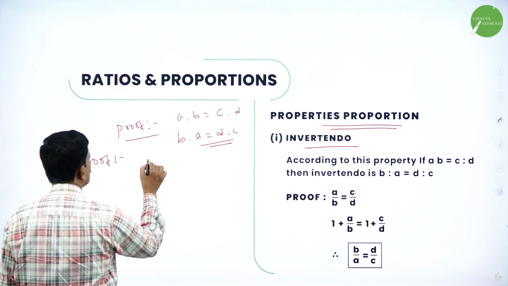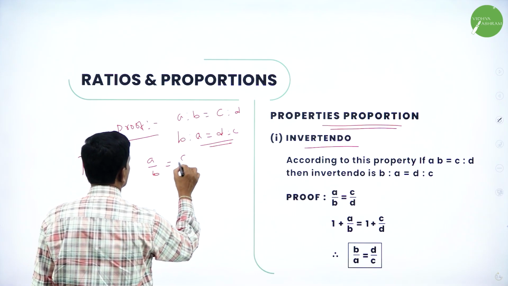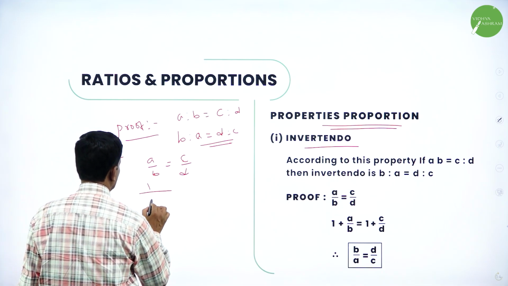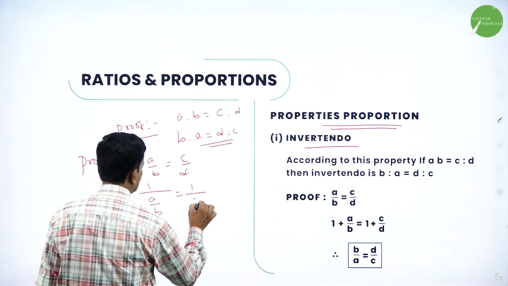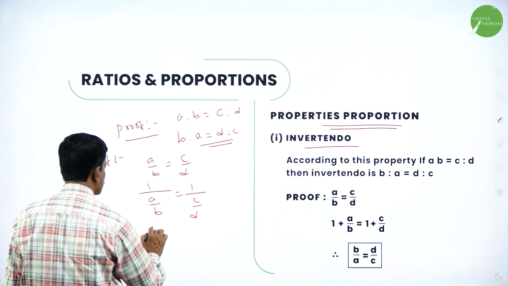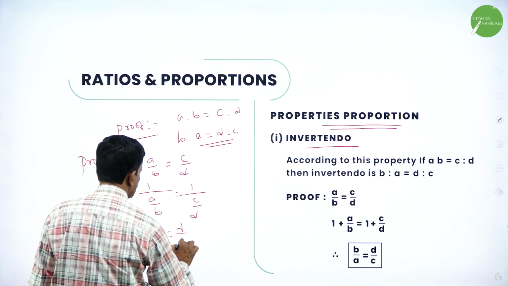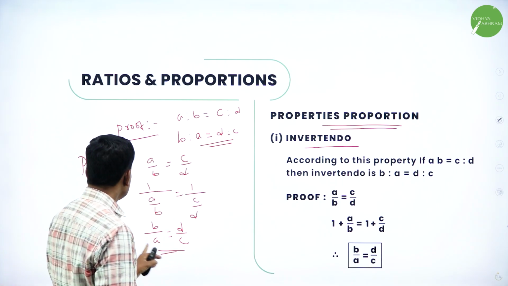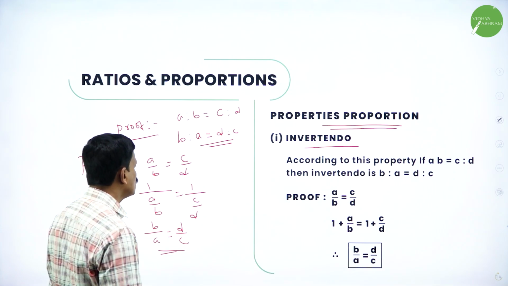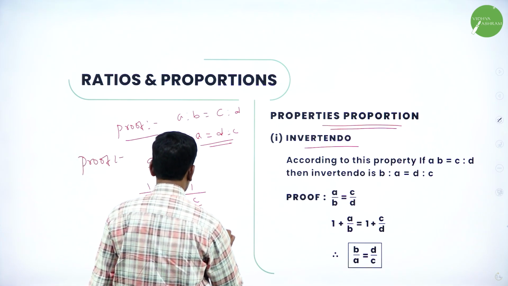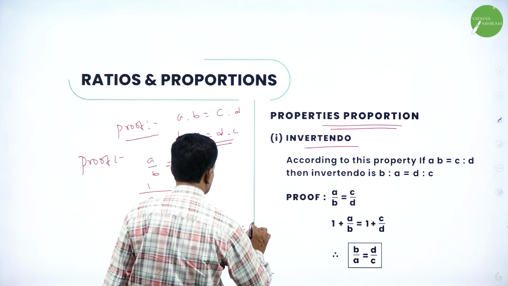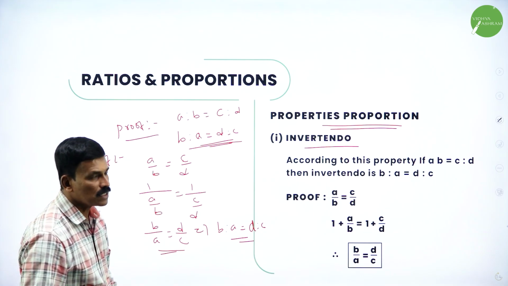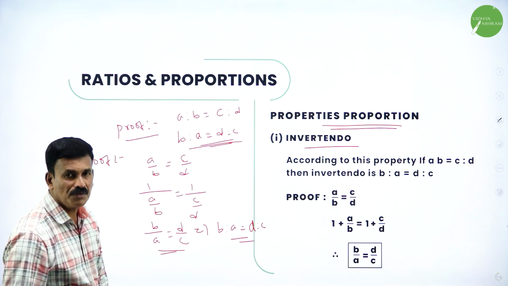What is the proof for this? If A by B is equal to C by D, reciprocate it or divide it. So 1 over A by B is equal to 1 over C by D. So that goes to the numerator: B by A is equal to D by C. That is, B is to A is equal to D is to C, which is called the inverted. This property is called the inverted.